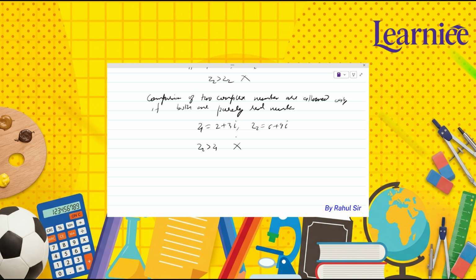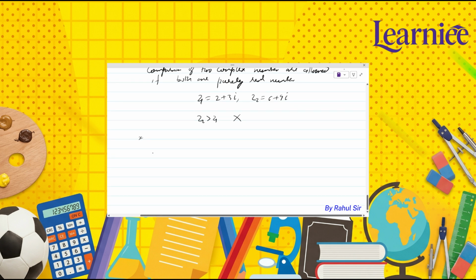Why is this happening? Because a complex number is a point, as we have discussed, or we can take it as a vector. A complex number is a point or a vector, and we can't compare two points.